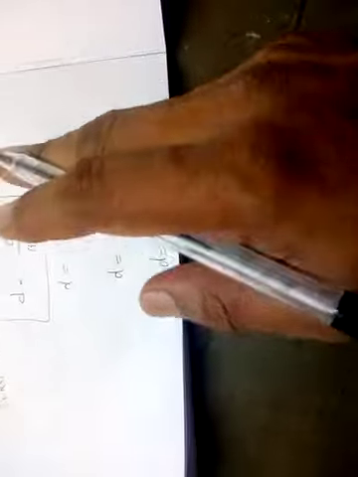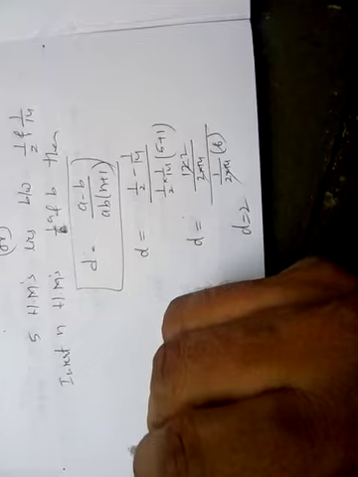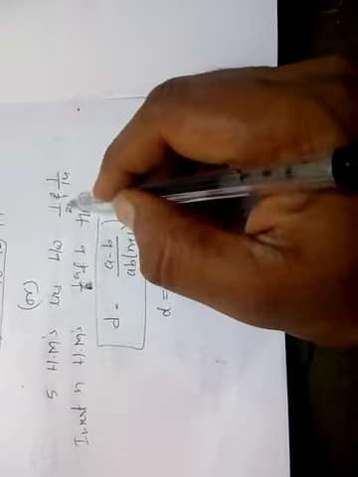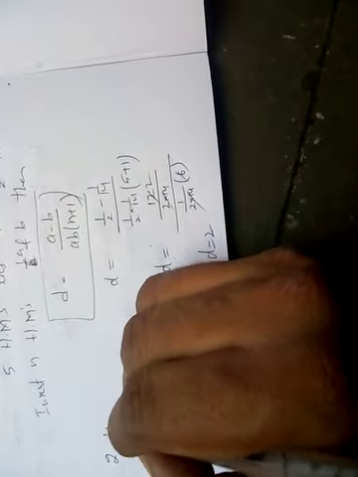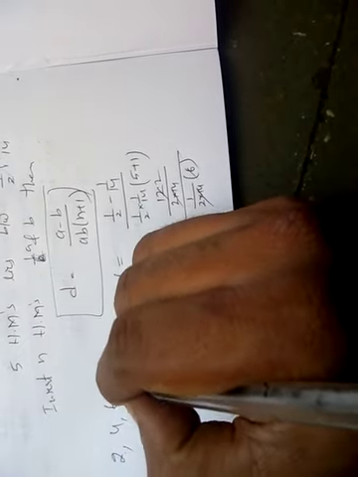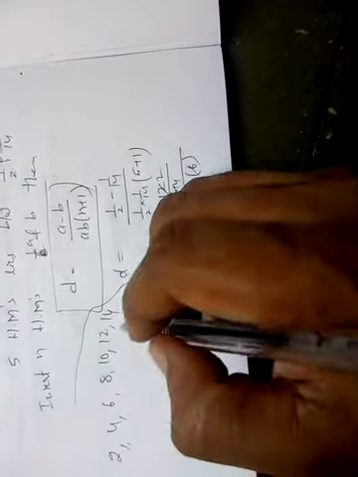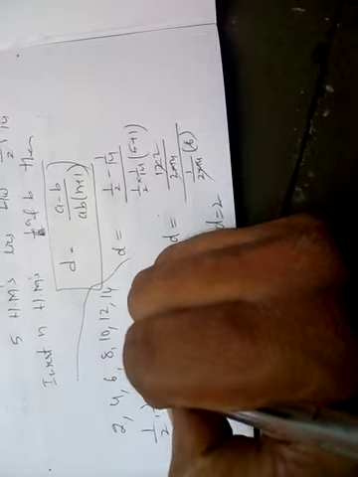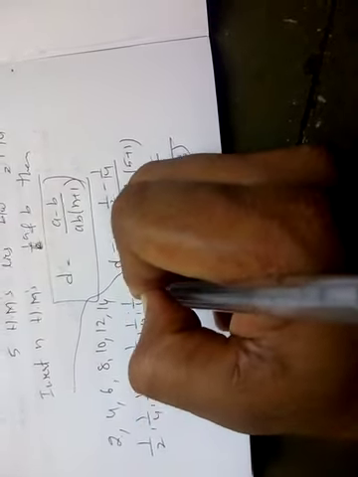So D is equal to 2 means, what is the AP series? 2 is the first term, this is the HP series reciprocal to the AP. Here the common difference is 2. 2 plus 2, 4. 4 plus 2, 6. 6 plus 2, 8. 8 plus 2, 10. 10 plus 2, 12. 12 plus 2, 14. This is the AP series. If you take reciprocals, 1/2, 1/4, 1/6, 1/8, 1/10, 1/12, 1/14, this is the HP series.